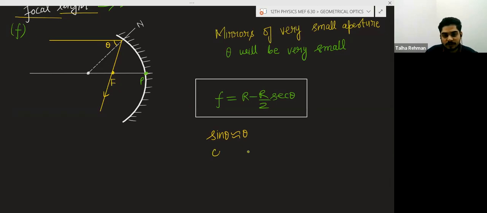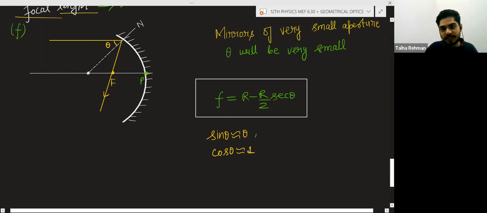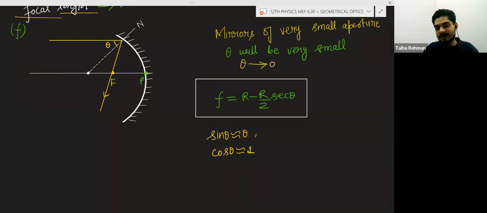Now for cos, if theta is very small, cos theta can be written as 1, because theta is very small means theta is approaching 0, and cos 0 is equal to 1. Now we know that sec theta is equal to 1 upon cos theta. So if cos theta is equal to 1, then sec theta is also approximately equal to 1.